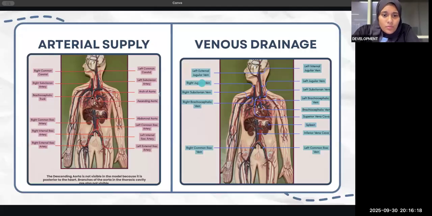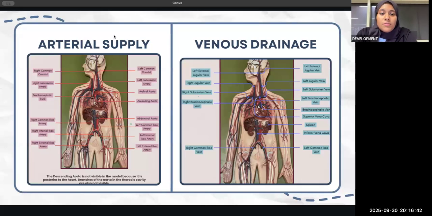Okay. What forms the SVC? We can say right and left brachiocephalic trunks. No, right and left brachiocephalic veins. When you're talking about trunks, that is artery. Please use the exact wording. Don't mess around with the wording because OSPE is very specific, guys. Okay. Inshallah, that makes sense.